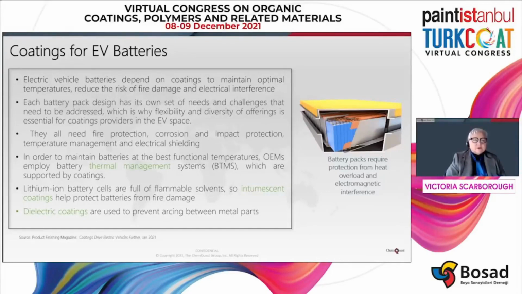The batteries all need fire protection. They need corrosion protection. They have to have impact protection because obviously these cars could get in an accident. There's temperature management and electrical shielding. Thermal management is key to maintaining these batteries at their optimum. And lithium ion batteries are full of flammable solvents, so intumescent coatings are going to be needed to protect against fire damage. Another very important thing is to prevent arcing inside the battery, with dielectric coatings. That's something most folks aren't as familiar with, but if you're in the electronics industry, you definitely understand dielectrics. So to help the battery market, you really need all of these new technologies and new coatings to impact the performance of the battery.